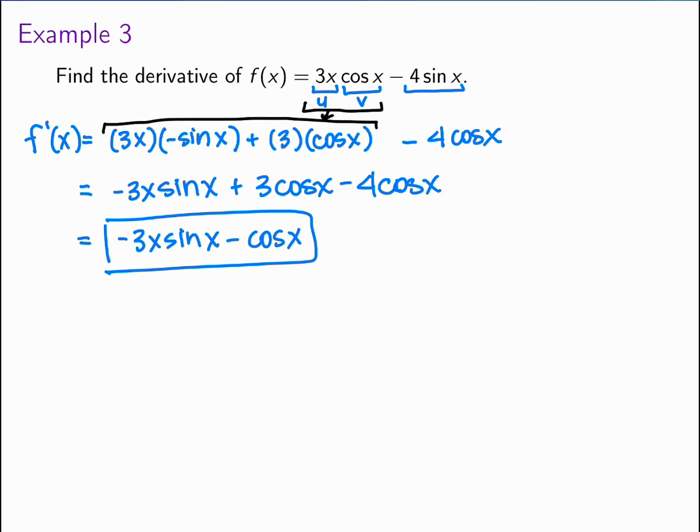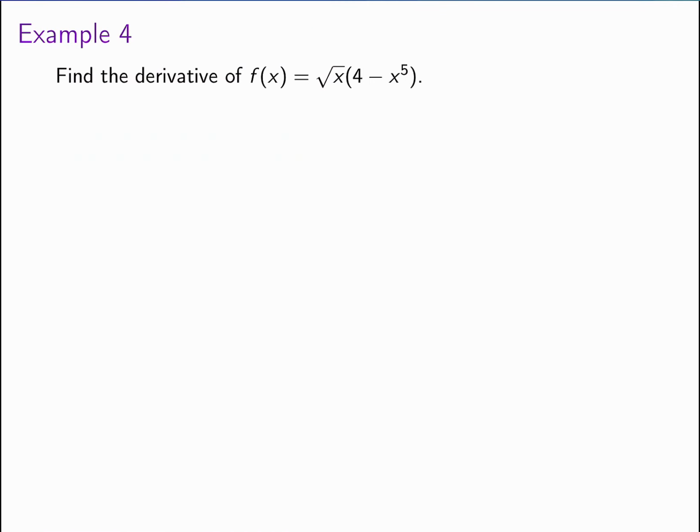All right. Let's look at another example. We want to find the derivative of the square root of x times 4 minus x to the 5th. So here, I see two things multiplied together. We'll call this one u and this one v. Let's find our derivative. One thing I might want to do, it might help to remember that square root of x is x to the half. We'll deal with that in just a minute.